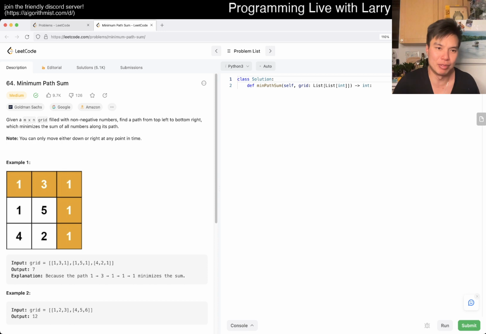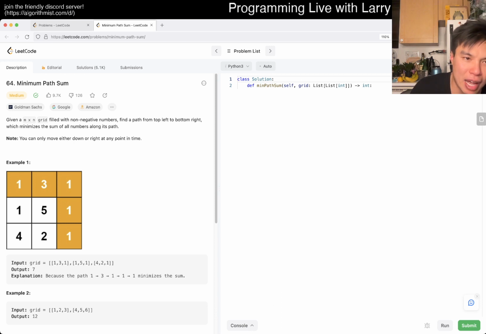It seems like we're done with 3-ish graph problems, maybe. Let's see, 64, minimum path sum. Given an m by n grid of non-negative numbers, find a path from top left to bottom right. And this is, of course, going to be very standard-ish dynamic programming.